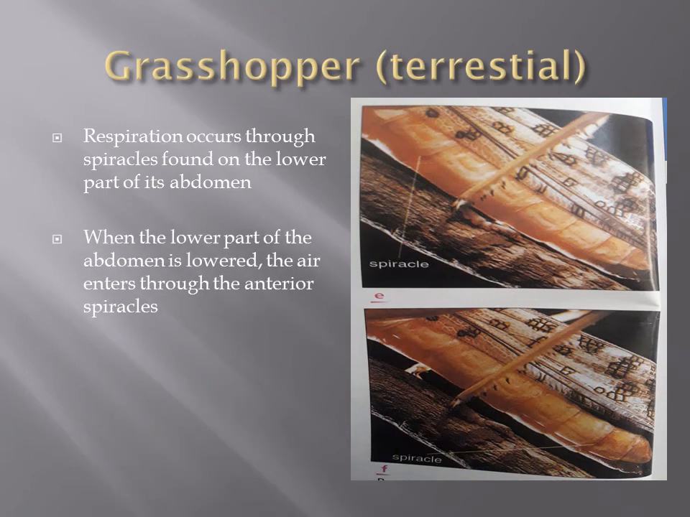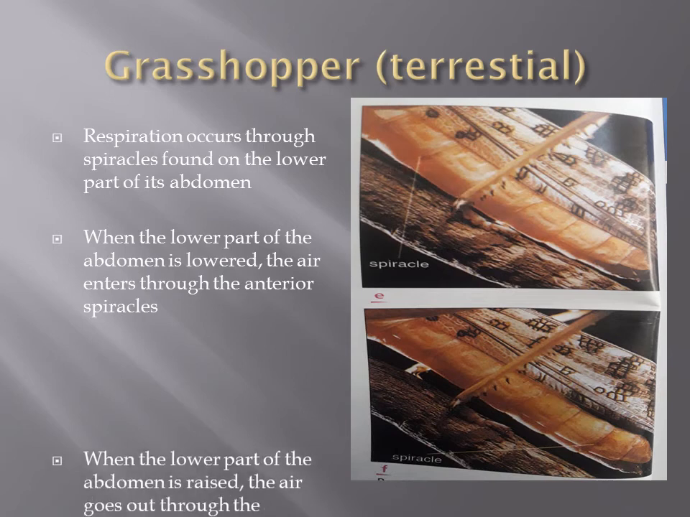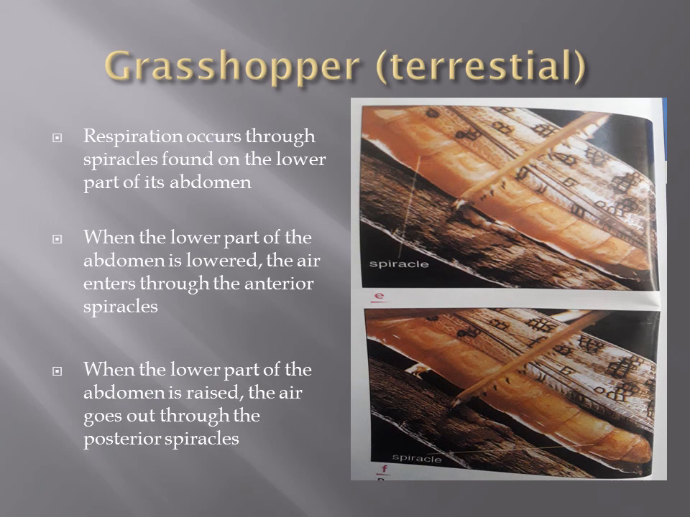When the lower part of the abdomen is lowered, the air enters through the anterior spiracles. When the lower part of the abdomen is raised, the air goes out through the posterior spiracles. This means when the lower part of the abdomen is raised upward, air then goes out through the posterior spiracles.